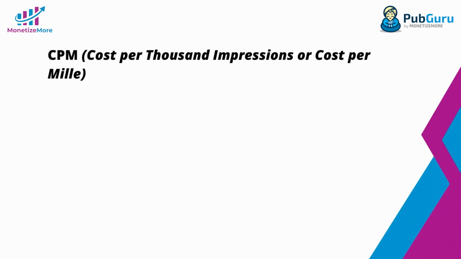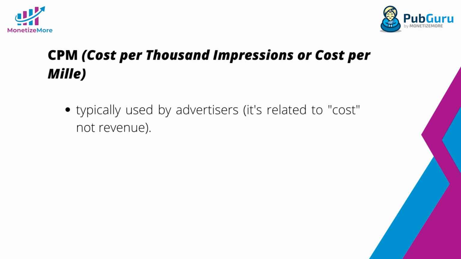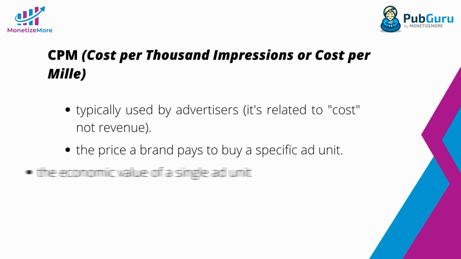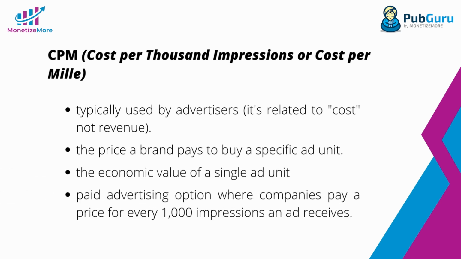Now that we know about sessions and page views, let's discuss CPM, also known as cost per thousand or cost per mil. Typically used by advertisers, it's related to cost and not revenue. It is the price a brand pays to buy a specific ad unit, the economic value of a single ad unit, and a paid advertising option where companies pay a price for every 1,000 impressions an ad receives.